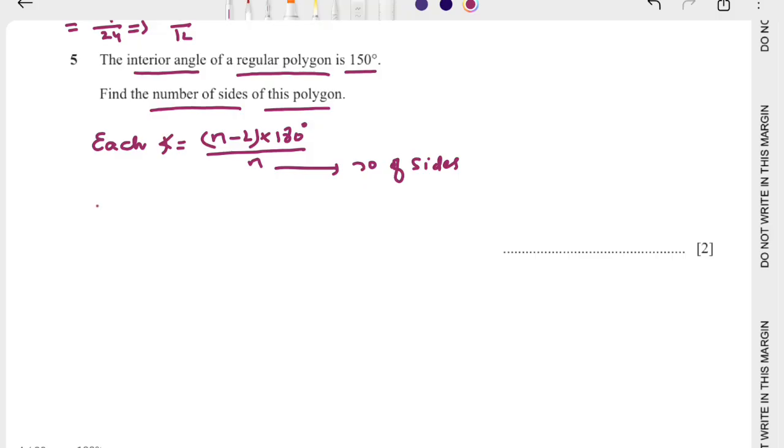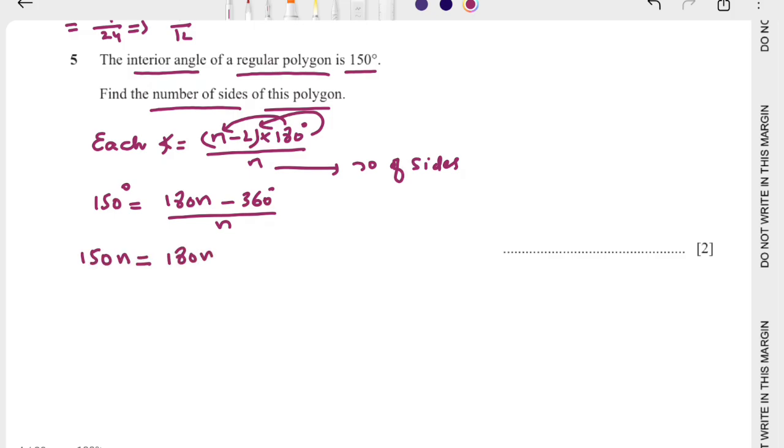One angle is given, that is 150 degrees is equal to 180 times n, that is 180n, and 180 times 2 is minus 360 degrees, upon n. Now do cross multiply. So 150n is equal to 180n minus 360 degrees. Now shifting will be done. 360 has to be moved there. Sign must be positive, and 180n minus 150n together on the other side.